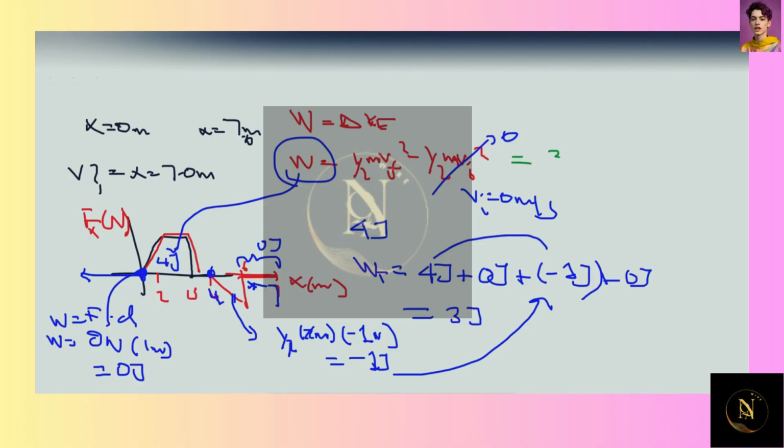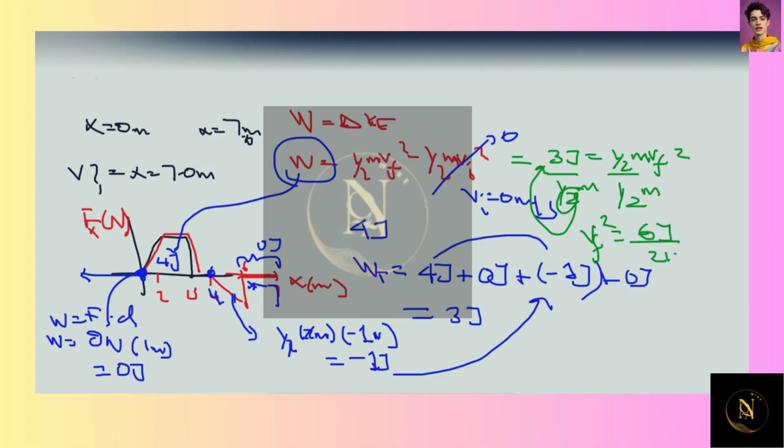So we have 3 joules equals 1/2 m v final squared. We divide both sides by 1/2 m, and this is also 1/2 m. V final squared becomes, algebra, 2 times 3 is 6 joules, over the mass, which is 2 kilograms. So V final equals the square root of 6 joules over 2 kilograms. 6 over 2 is 3.